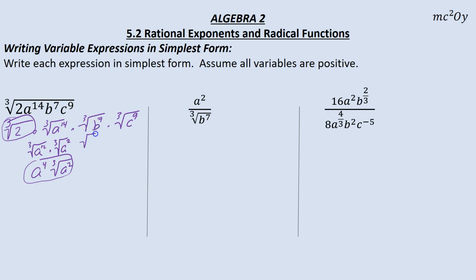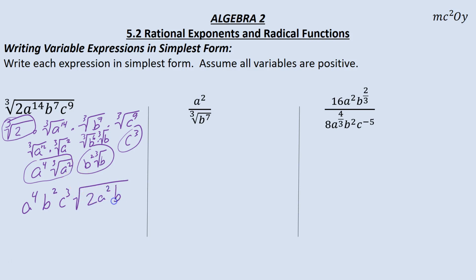And then the cubed root of b to the 7th, I know 3 goes into 6, so b to the 6th and cubed root b. This part goes in there twice, so that's b squared, cubed root b. And then that's actually a perfect cube. 3 goes into 9 3 times, so that's c to the 3rd. So I've got a dead end on each of those. So outside my radical, I got a to the 4th, b to the 2nd, c to the 3rd. And then I have the cubed root of 2, a squared, and b. Holy moly.